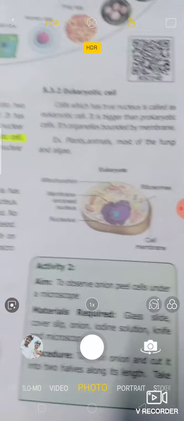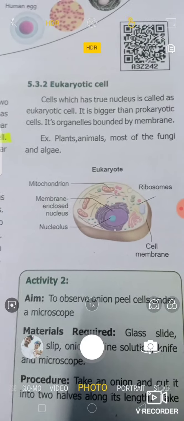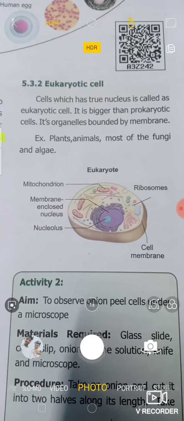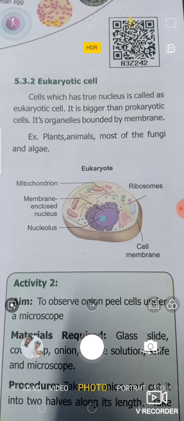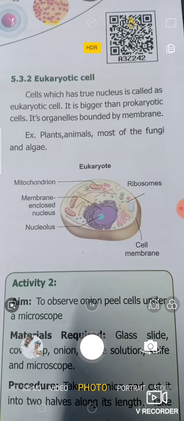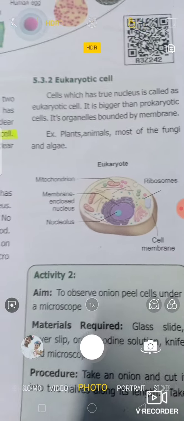Next, eukaryotic cell. Cells which have a true nucleus are called eukaryotic cells. It is bigger than prokaryotic cells. Its organelles are bounded by cell membranes. Examples: plant cell, animal cell, most of the fungi and algae.